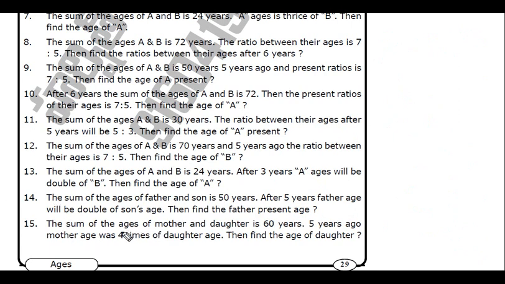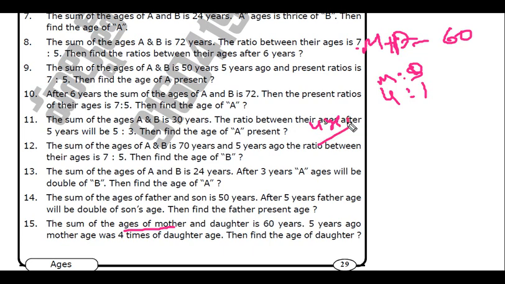The sum of the ages of mother and daughter is 60 years. Mother plus daughter is 60. And 5 years ago, mother's age was 4 times of daughter's age. Mother, daughter. Okay. Then find the age of daughter. This is 4 years ago. Oh, sorry, 5 years ago. Then find the age of the daughter. So 1 by 5 into.